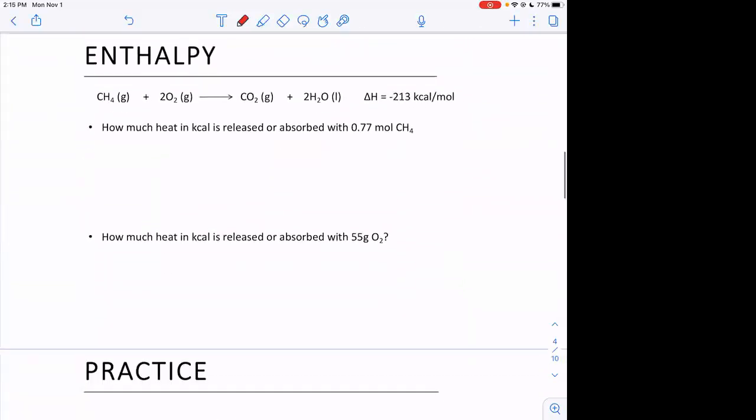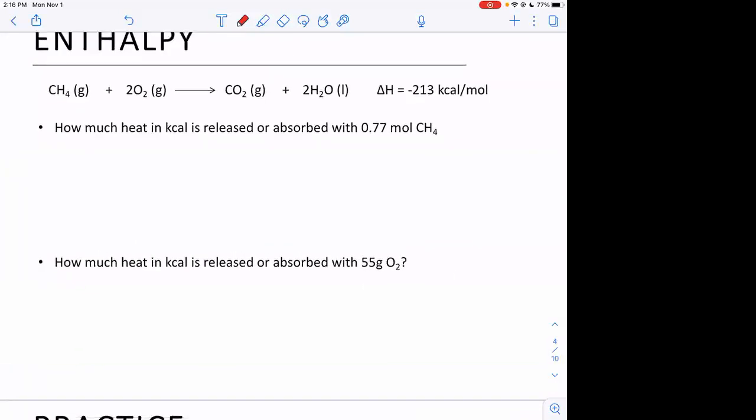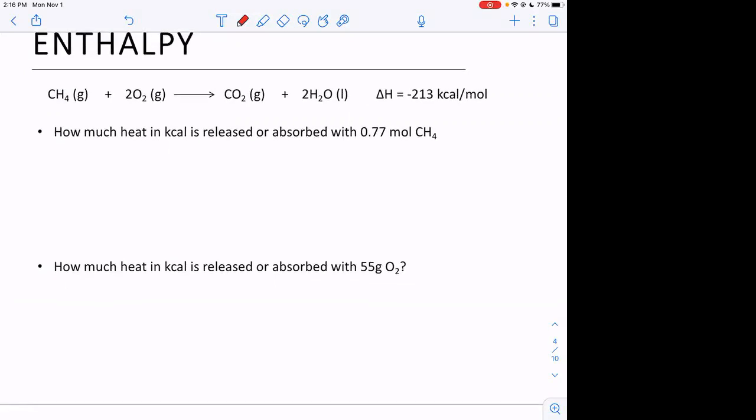Okay, this one is very similar to several problems you had on the homework. And then we did a practice problem like this in lecture, and I just want to kind of reinforce a few of the same ideas before we move on. It's another combustion reaction with methane, and you're given the associated delta H. And this one says how much heat in kcals is released or absorbed with 0.77 moles of CH4. So here we're kind of working backwards with what we did with the energy bar problem. So what do I need to do here?